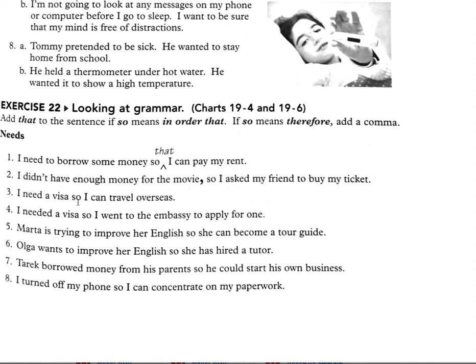Why do you need a visa? To travel overseas. That's the purpose. So you say, I need a visa so that I can travel overseas. So that goes right here after so.